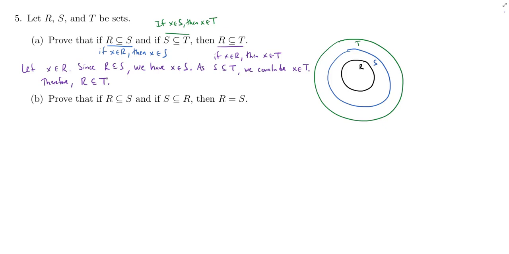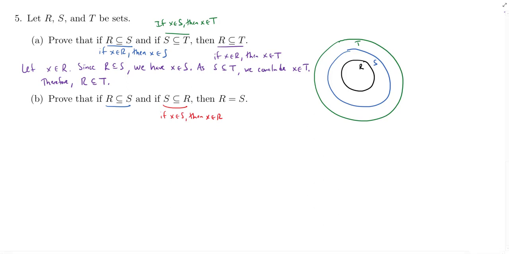Okay, so let's try B now. So we want to show in B that if R is a subset of S, and if S is a subset of R, then R is equal to S. All right, well, we know from up above, right, what R is contained in S means, right? If X is in R, then X is in S. And we also, of course, could turn that around, right? If S is contained in R, that means if X is in S, then X is in R.